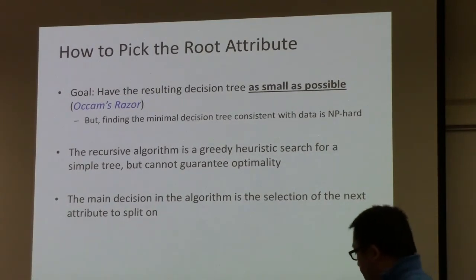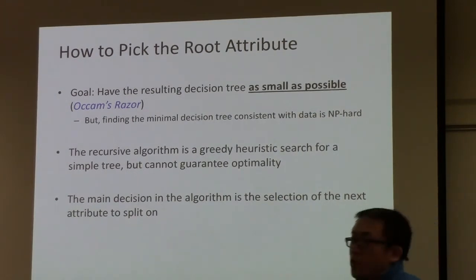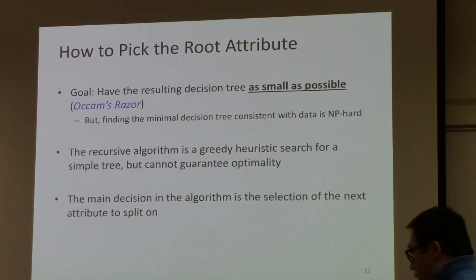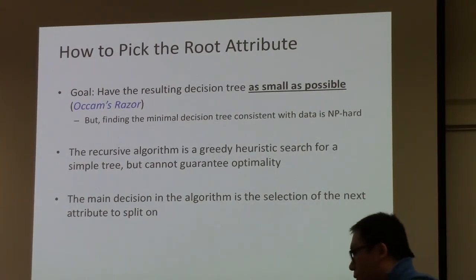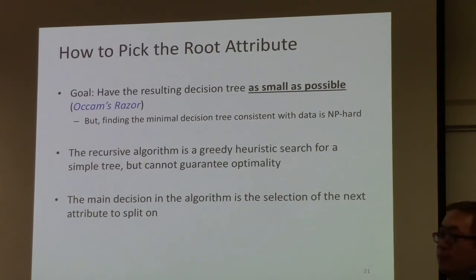So now comes the question. The main decision in the algorithm is how to select the next attribute to split on, right? We must select such an attribute so that we can stop the partitioning of the data earlier, so that we can get a tree that is not that deep, as much as we can, right? So how can we select this kind of attribute?